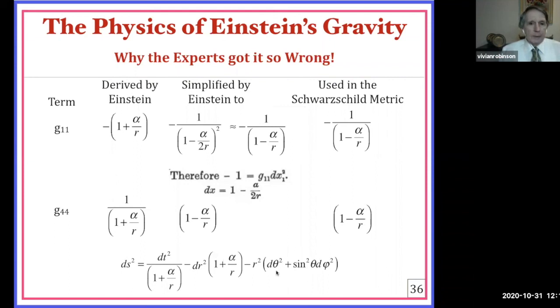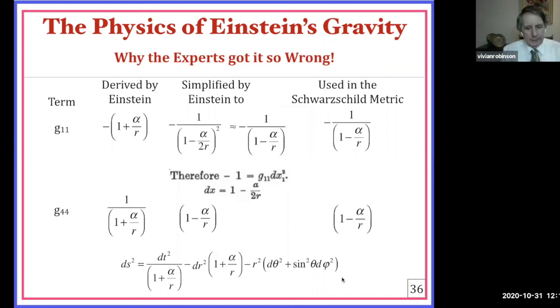Had those who followed his work used what Einstein derived in his paper, they would have come up with this metric: ds squared equals dt squared over 1 plus alpha over r, minus dr squared times 1 plus alpha over r, minus r squared times theta squared plus sine squared theta times phi squared. It supports all his other predictions, including Mercury's anomalous orbital precession. It does not support black holes.